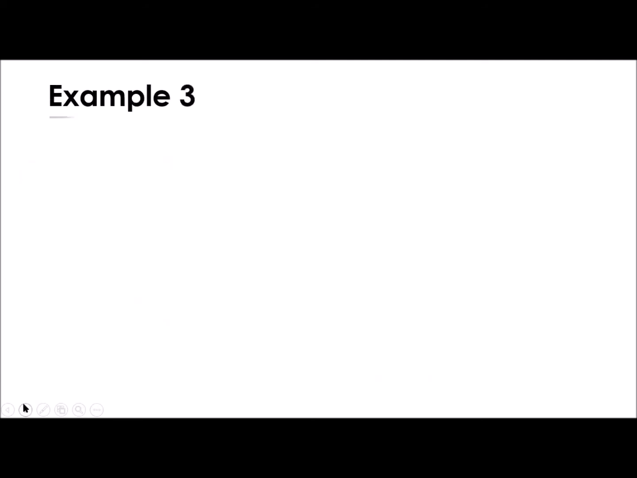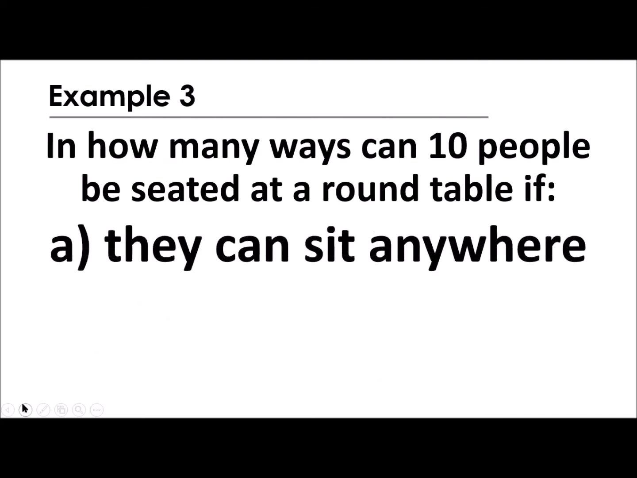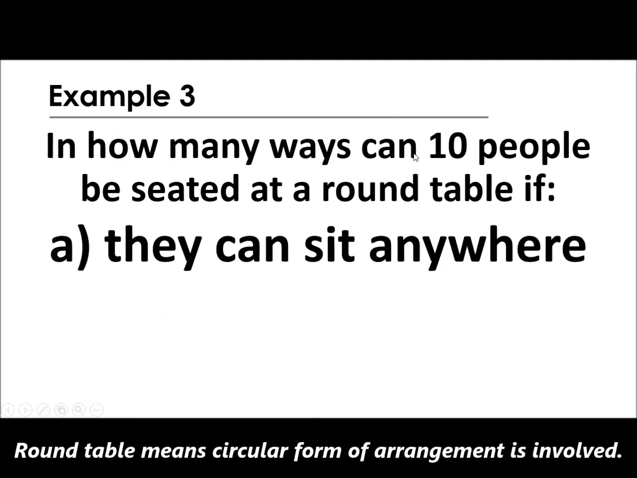Let's have another example. Let's make it a challenging one. In how many ways can 10 people be seated at a round table if they can sit anywhere? What makes it a circular permutation? The keyword here is a round table. And we are pertaining here with 10 people.